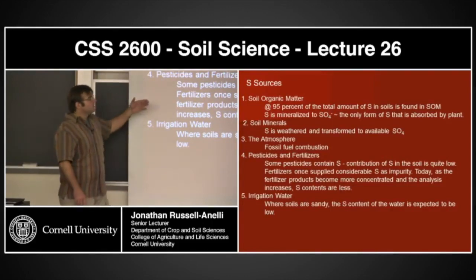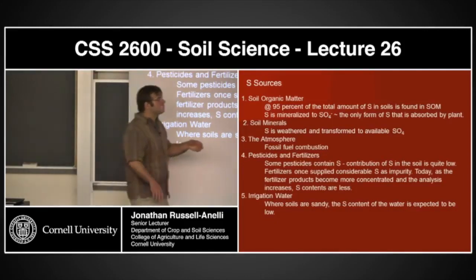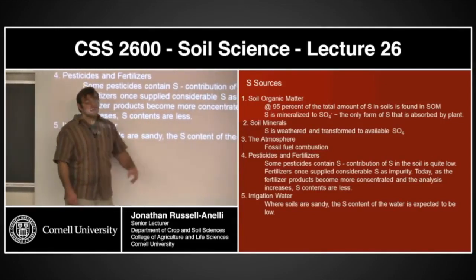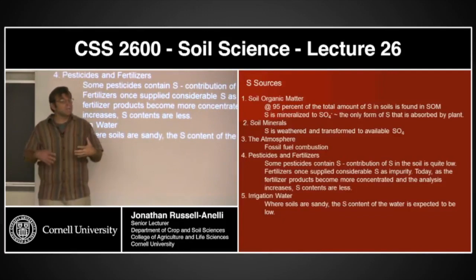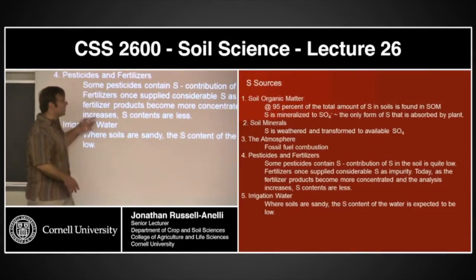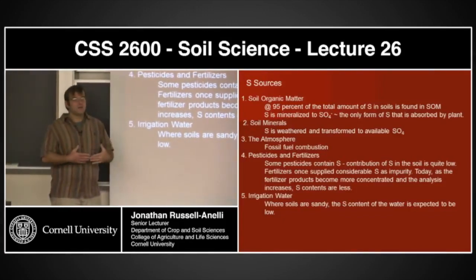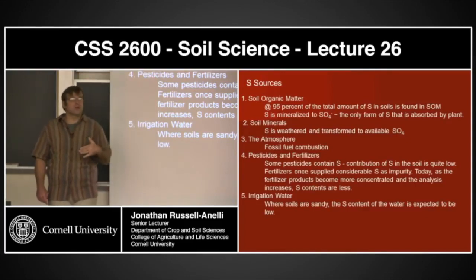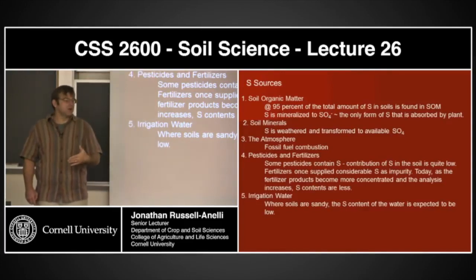Some pesticides contain sulfur and it contributes to the soil, but its contribution is quite low. Fertilizers at one time supplied a lot of sulfur as an impurity, but today, because of the processing, if they were giving you sulfur, they're going to make you pay for it. So they don't want to give it to you. The purification processes are much better, and so fertilizers are no longer really a source of sulfur unless you're intentionally buying the sulfur.